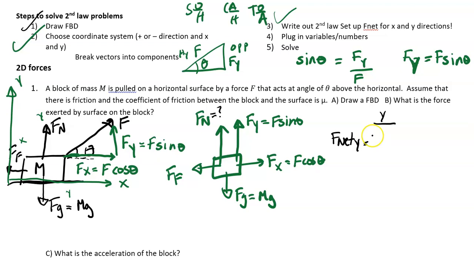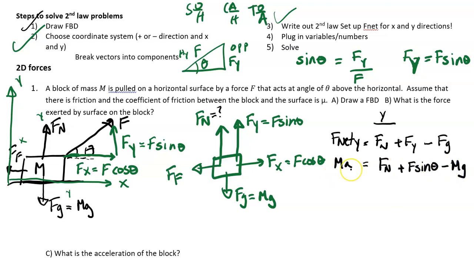Let's see. So in the y direction, it looks like that's the vertical. We have Fn going upwards, that's positive. We have Fy going upwards, positive. And then Fg going downwards in the negative direction. Cool. Let's go ahead and add a little more detailed things we know. F net is always equal to mass times acceleration. Fn we want to find. Fy is going to be F sine theta. And Fg is minus mg.